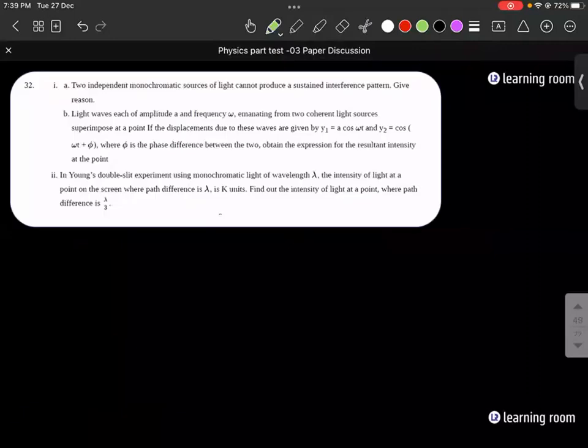Next. Two independent monochromatic sources of light cannot produce a sustained interference pattern. What is the reason for it?